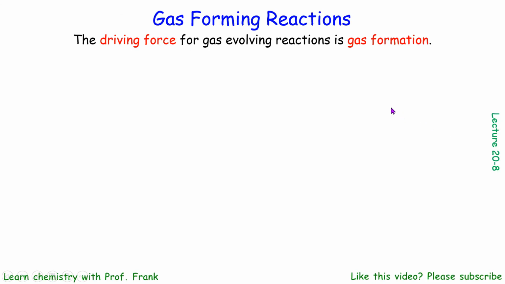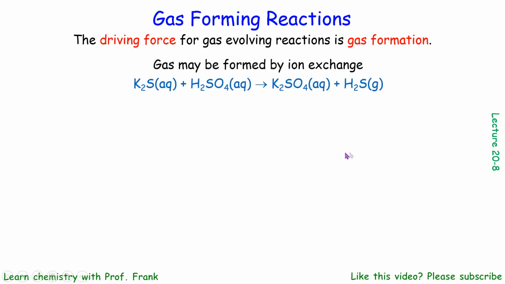Gas-forming reactions. The driving force for this type of reaction is the formation of gas. There are several ways of forming gas. One way is formation of gas by ion exchange. The sulfide anion from potassium sulfide combines with the cation from sulfuric acid, forming hydrogen sulfide gas. So that's a formation by ion exchange.